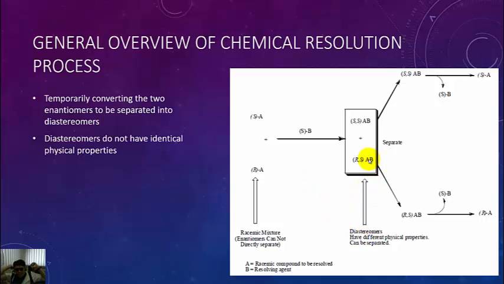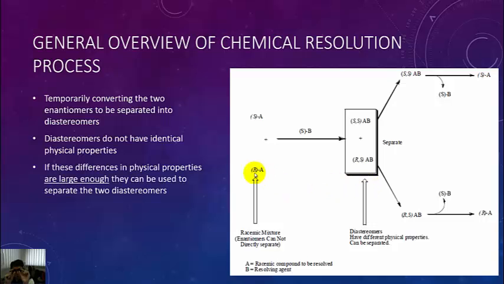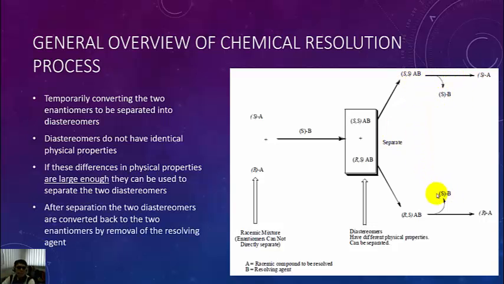Melting points, boiling points, solubility, chemical luminescence, etc. If these differences in physical properties are large enough, they can be used to separate the two diastereomers. After separation, the two diastereomers are converted back to the two enantiomers by the removal of the resolving agent. Right, so here in this figure, you can see the general overview of the process.